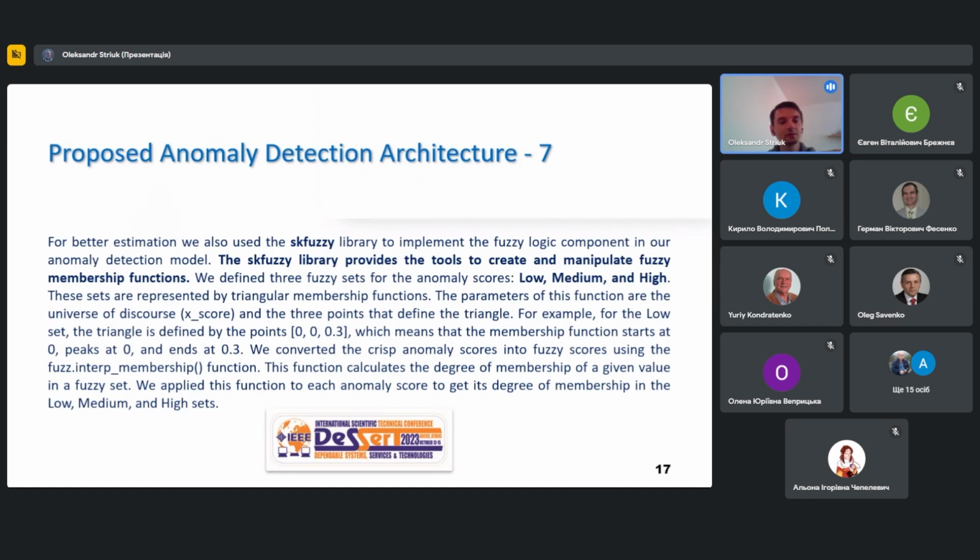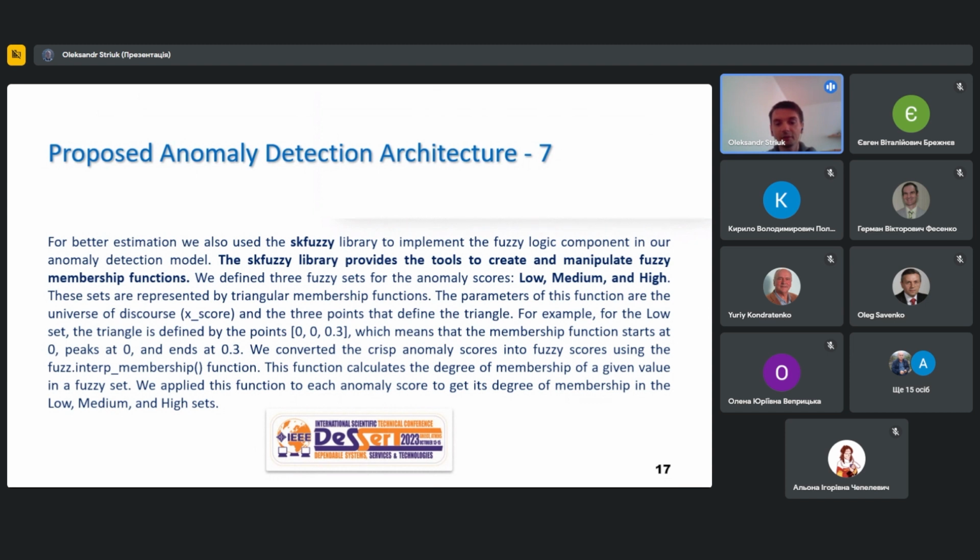For better estimation, we also used the scikit-fuzzy library to implement the fuzzy logic component in our anomaly detection model. The scikit-fuzzy library provides the tools to create and manipulate fuzzy membership functions. We defined 3 fuzzy sets for the anomaly scores: low, medium, and high. These sets are represented by triangular membership functions. The parameters of this function are the universe of these scores, x_score, and the 3 points that define the triangle. For example, for the low set, the triangle is defined by the points 0, 0, 0.3, which means the membership function starts at 0, peaks at 0, and ends at 0.3.